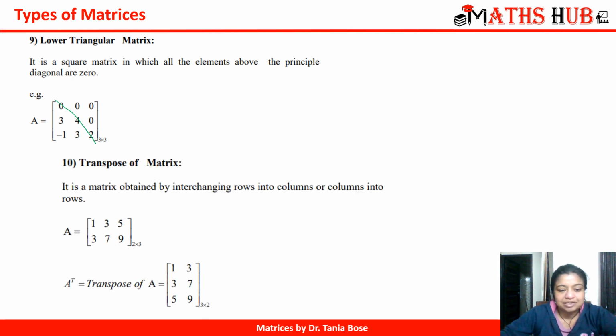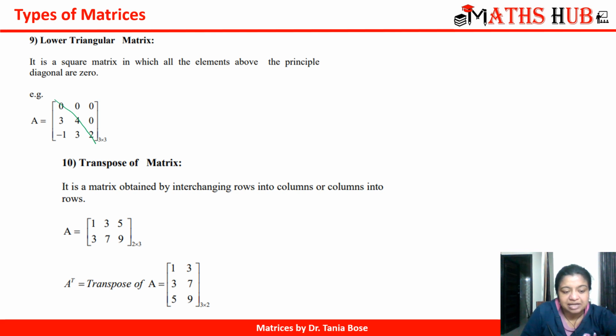Okay. So the next one is the transpose of a matrix. Transpose means when you interchange the rows with the columns and the columns with the rows. For example, if you have the matrix A as 1, 3, 5, 3, 7, 9, this is a 2 cross 3 matrix. When you take its transpose, the row number will become the column number and the column number will become the row number.